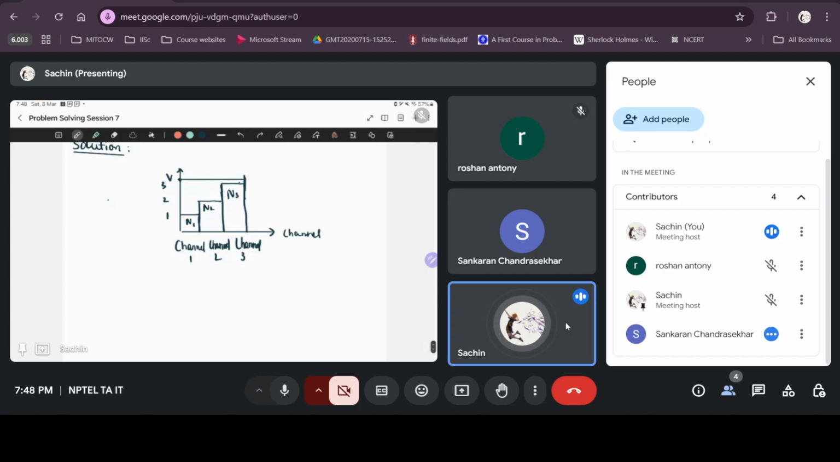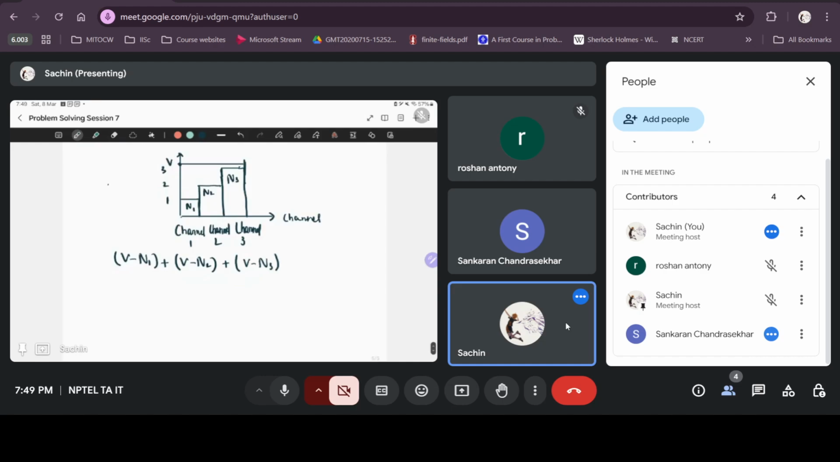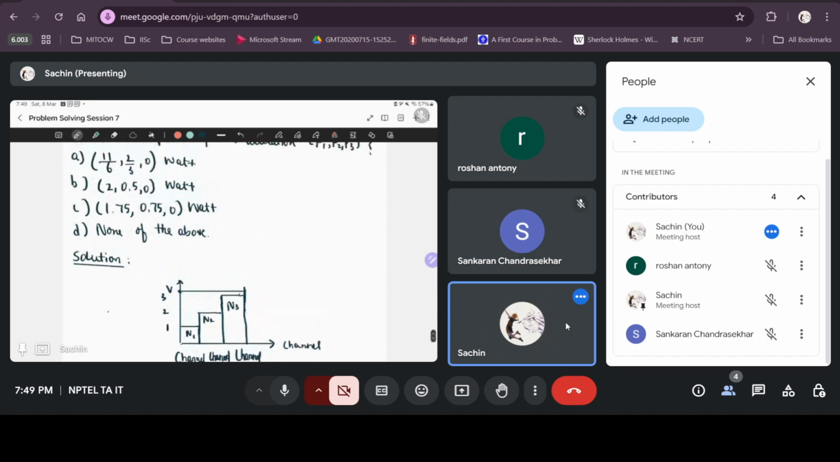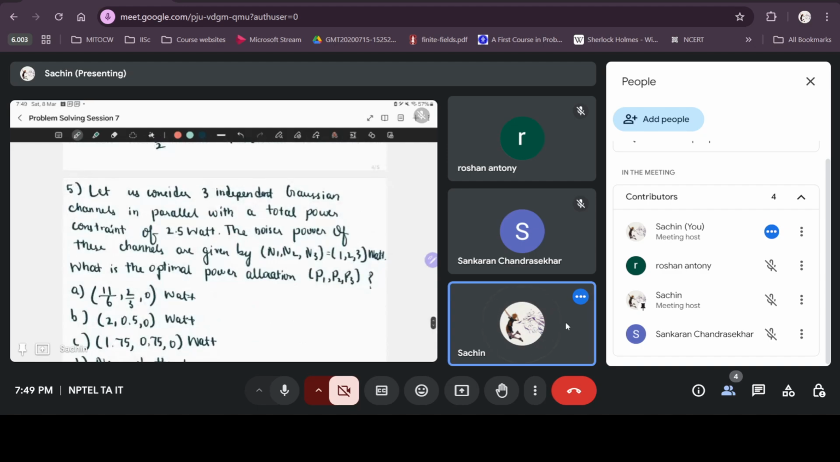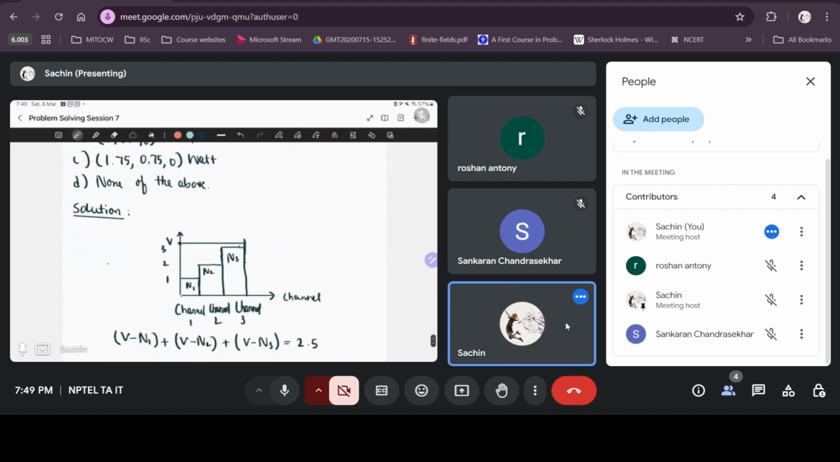So if this is at level V, then the power that you need to allocate to the first channel is V minus N1. Power that you allocate to the second channel is V minus N2. Power that you allocate to the third channel is V minus N3. And the sum of all the powers that you have allocated should be 2.5 because your total power constraint is 2.5.